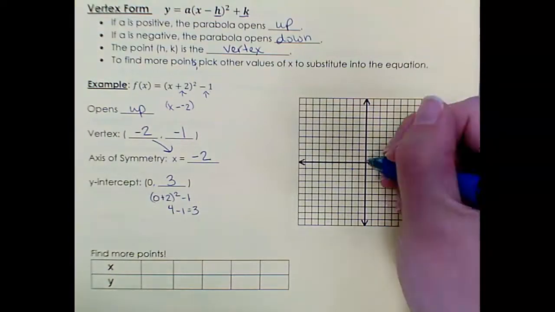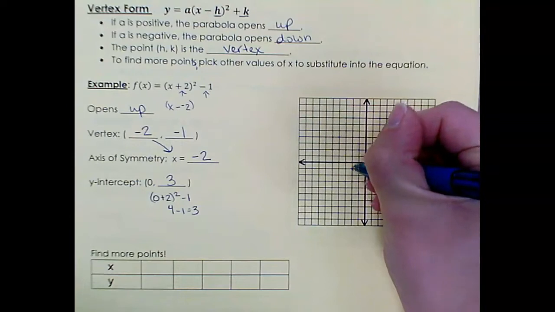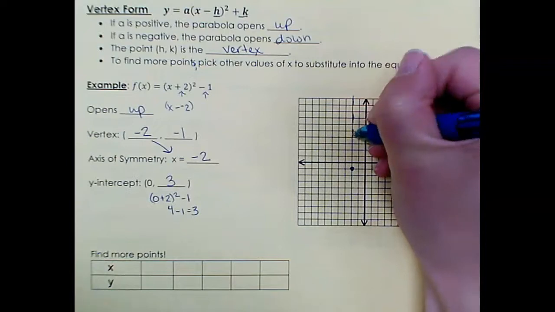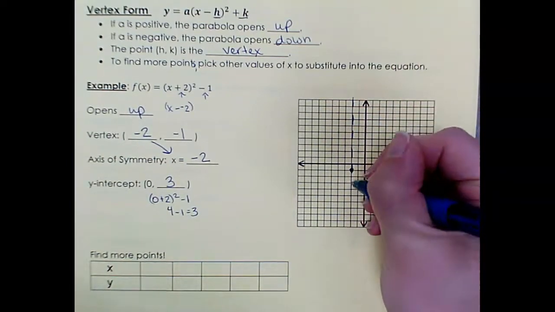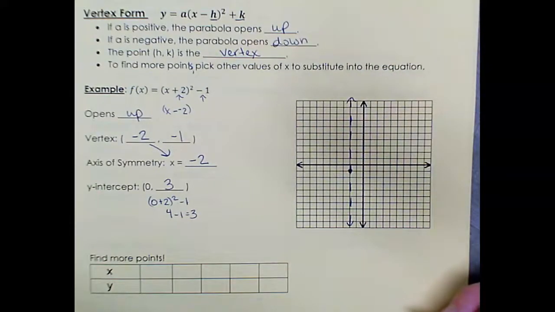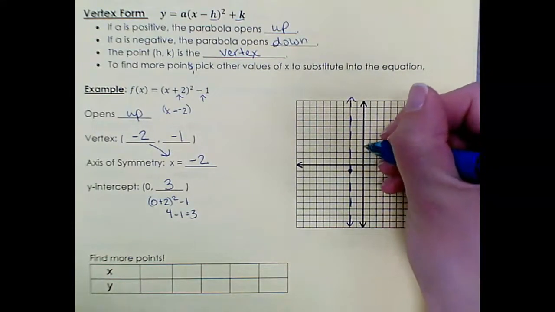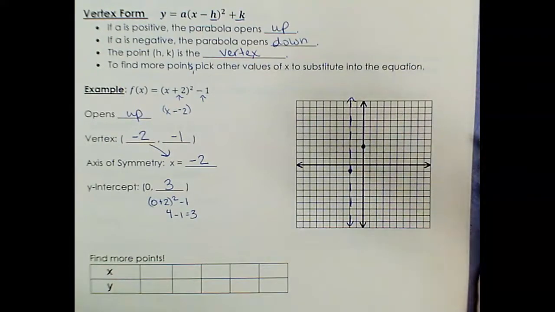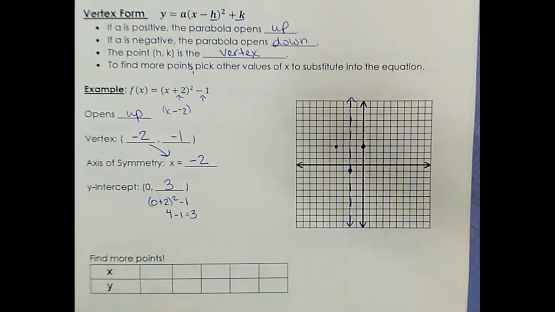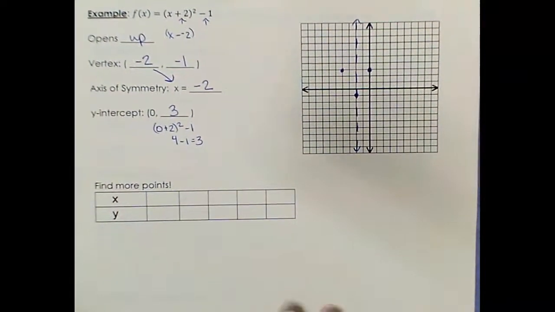And I can go ahead and plot all of my information. So it opens up. My vertex is at negative 2, negative 1. My axis of symmetry goes straight through my vertex at the line x equals negative 2. And my y-intercept is at 0, 3. So I can find other points. I can reflect this over, that's perfectly fine, but I could also substitute more values into my formula or my equation, and so I'd like to show you that right now.